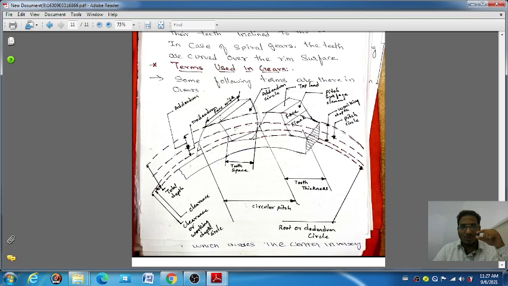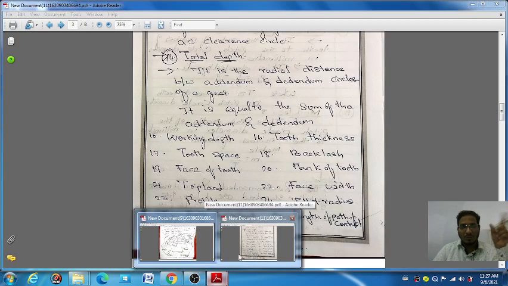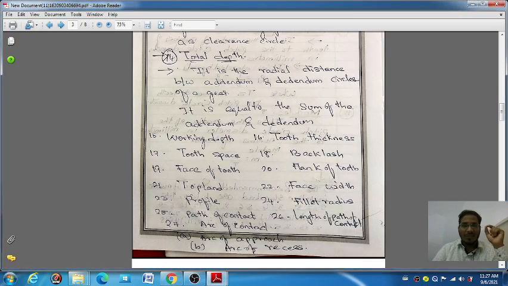Between these two points, the total tooth depth will be there. The radial distance between them. Okay.